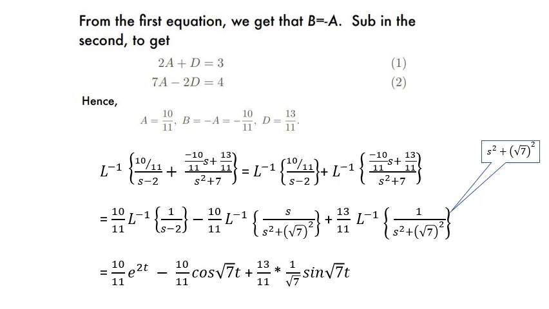Now everything is in the standard form. Directly you can write the answer. So 10 by 11, L inverse of 1 by s minus 2 is e raised to 2t, minus 10 by 11, and that is cos root 7t, plus 13 by 11 into sine root 7t by root 7.